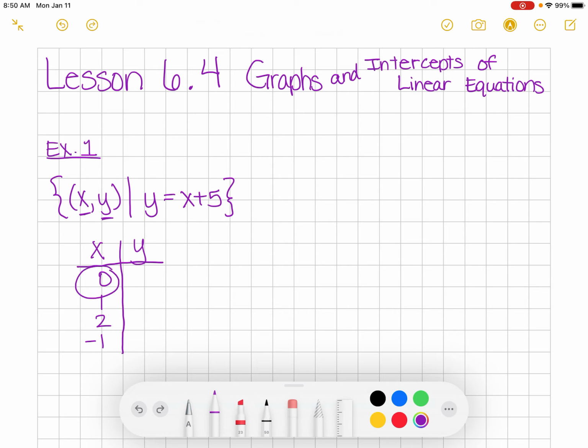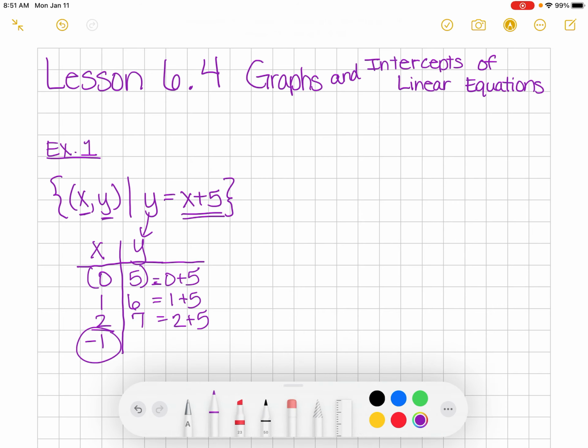Okay, so if X is 0, then what are we going to do? We're trying to find Y, right? So Y equals X plus 5. So that would be Y would equal 0 plus 5. So Y is 5. Okay, actually, let's do this a little bit different so that it's easier to see. Let's do it like this. Okay, so 0 plus 5 is 5. I'm doing it backwards so that you can see this ordered pair right here. Okay, if X is 1, then we would have 1 plus 5. So that would be 6. If X is 2, then we would have 2 plus 5. So that's 7. And if X is -1, then that means I have -1 plus 5, which is 4.